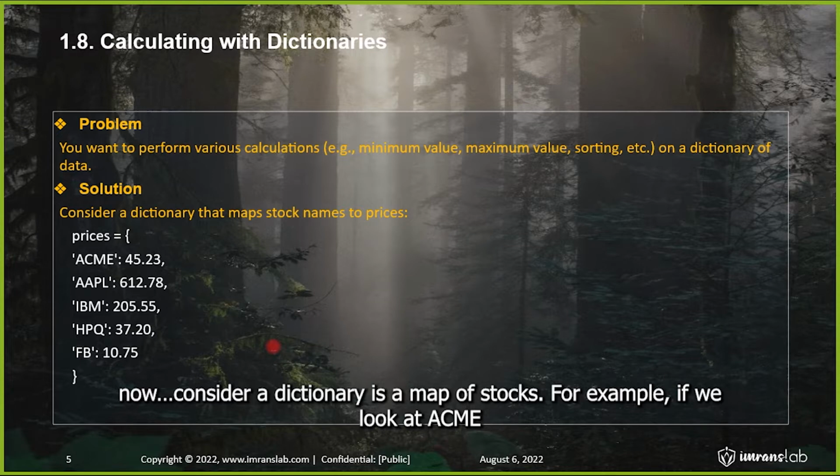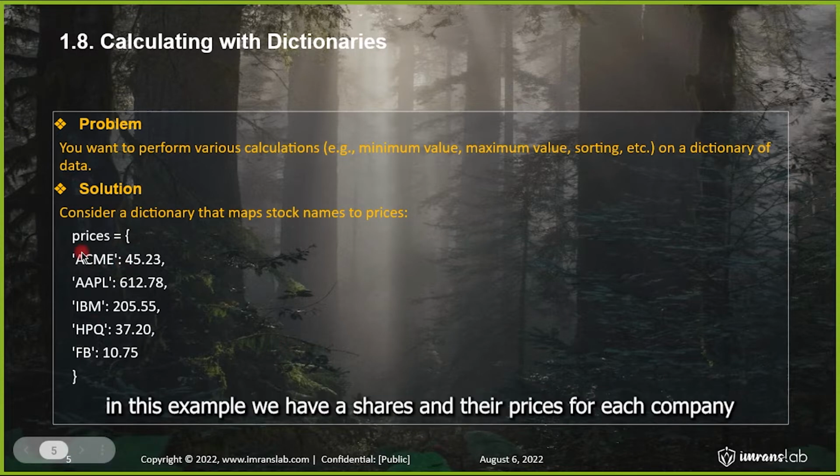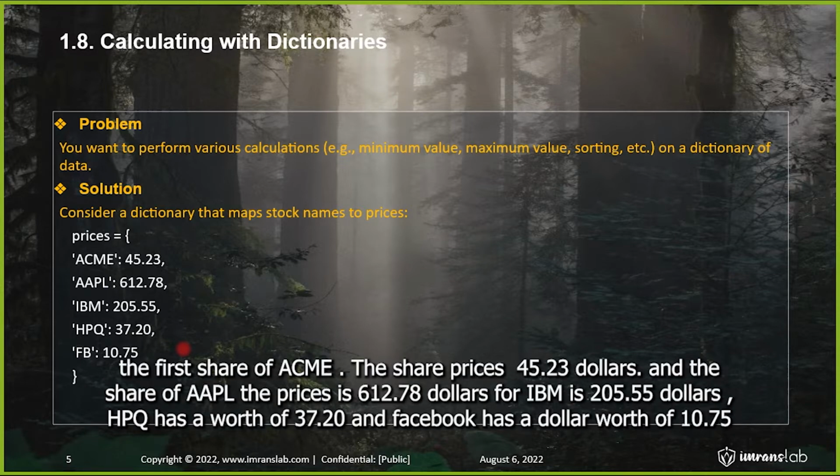For example, if we look at ACME, in this example we have shares and their prices for each company. For the first share of ACME, the share price is 45.23, and for Apple, the price is $612.78. For IBM, it's $205.55. HPQ has a worth of 37.20, and Facebook has a dollar worth of 10.75.